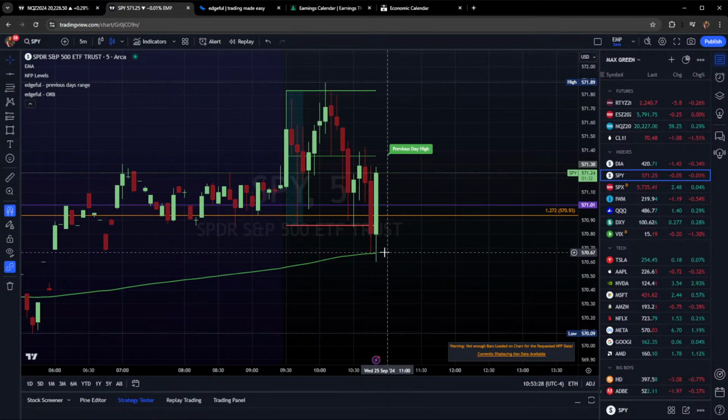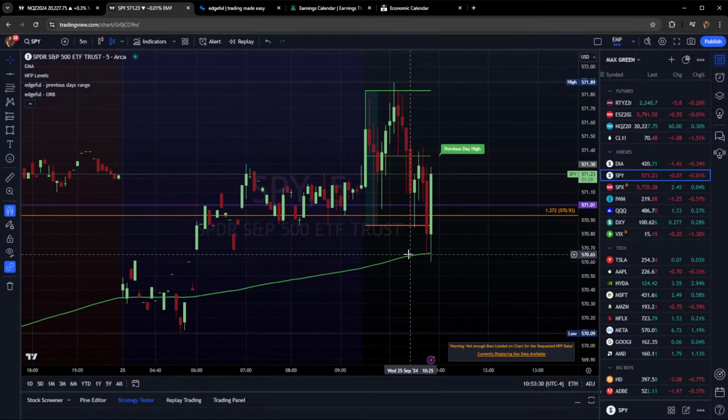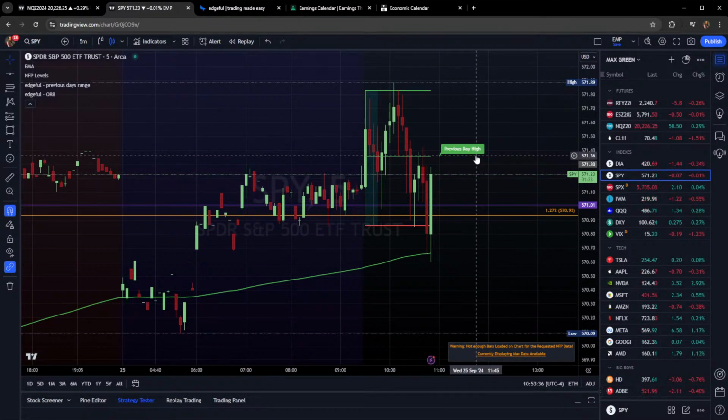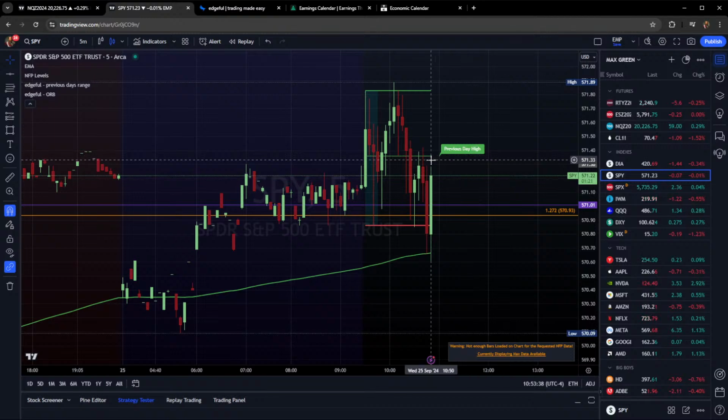There's that 5-minute 233 EMA, the IMP EMA, as Casey loves to call it. SPY, you want to stay under previous day high if you're on the short side.